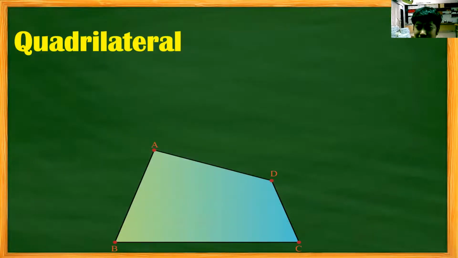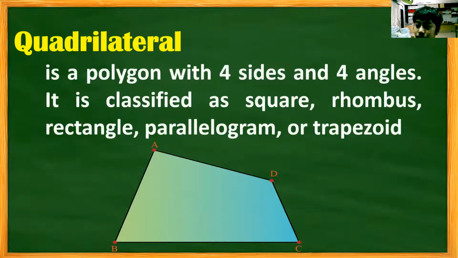Okay, kinds of quadrilaterals. When you say quadrilateral, what is a quadrilateral? A polygon with four sides and four angles. It's classified as a square, rhombus, rectangle, parallelogram, and a trapezoid.